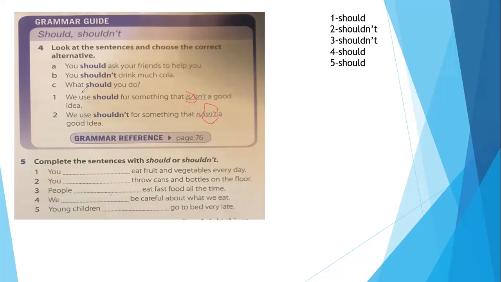لا يجب. Okay, let's read the example here. For example, you should ask your friend to help. You should drink much cola. You shouldn't drink much cola. What should you do? Okay, teacher, here دائما بعد should والshouldn't بمعنى يجب بيجي بجملة دائما الverb verb one.